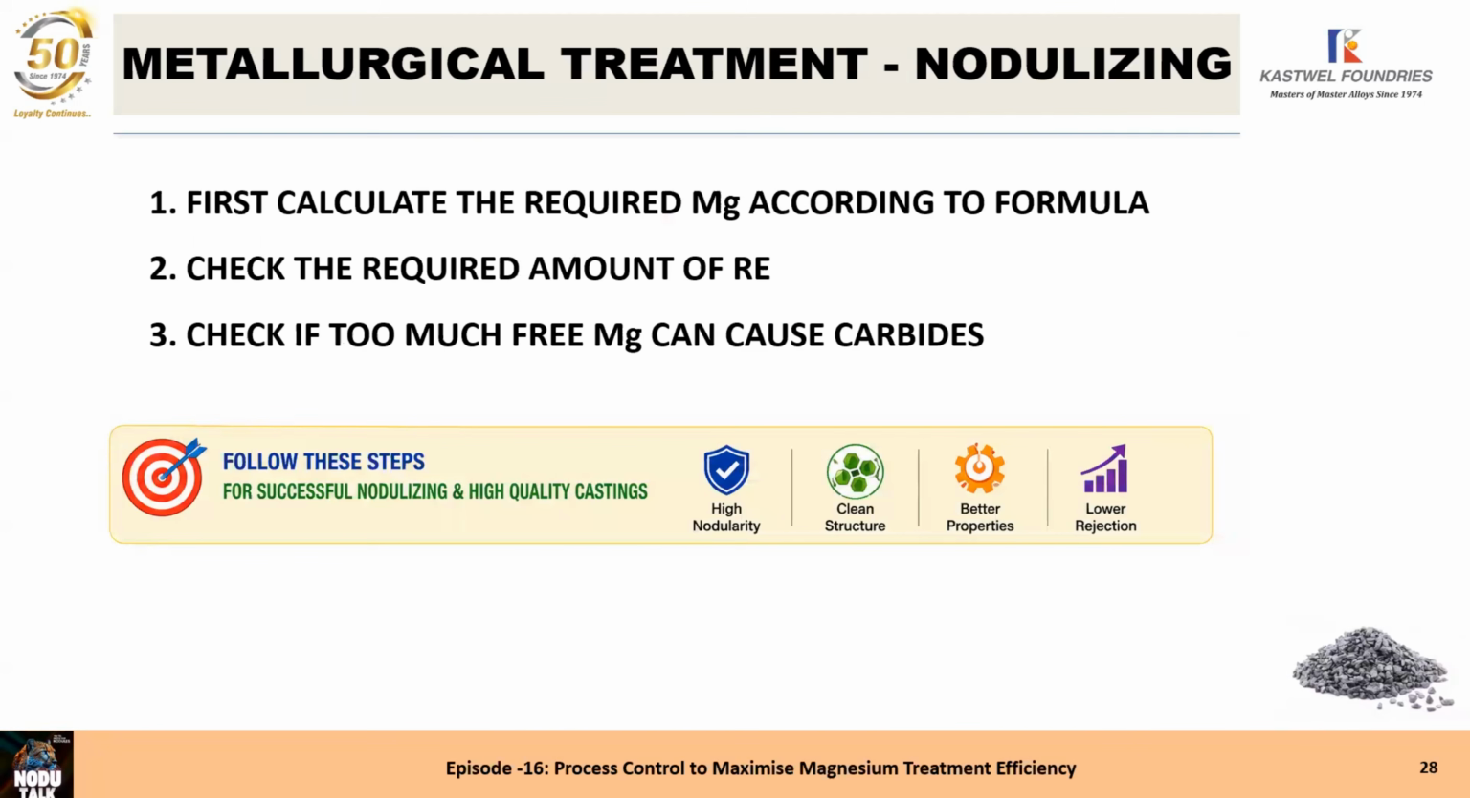In the metallurgical treatment, for nodularizing, first it is required to calculate the required magnesium according to the formula. Then we have to check the required amount of rare earths present in our metal and in our magnesium treatment alloy. We have to check if too much free magnesium is present, as it can cause carbides in our casting structure. Follow these steps for successful nodularizing and high quality castings.